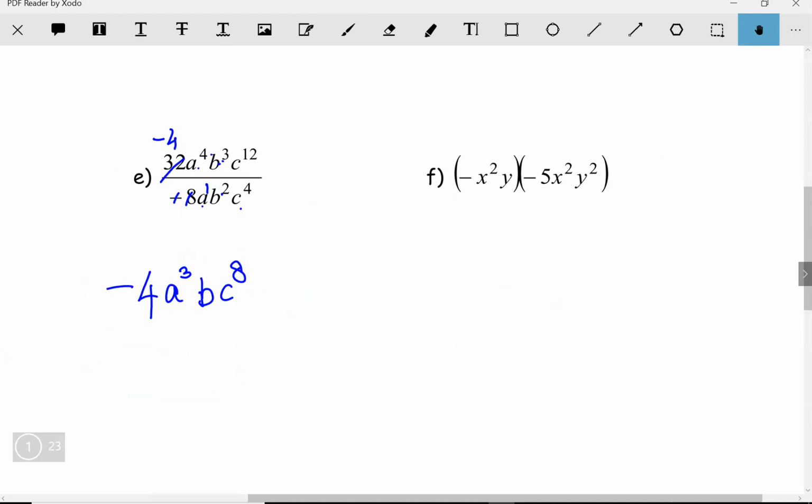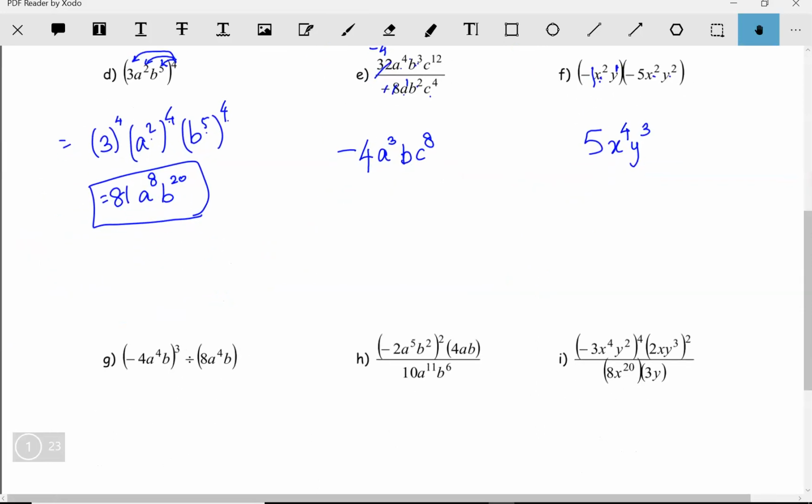Again, multiply the numbers first. I have a negative 1 times a negative 5, which is positive 5. 2 plus 2 is x to the power of 4. 1 plus 2 is y to the power of 3.